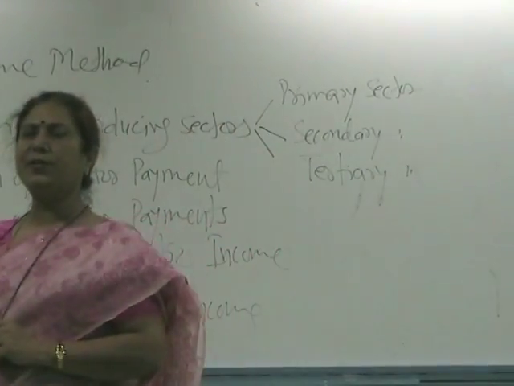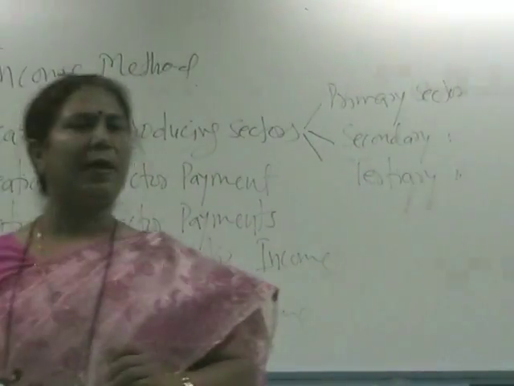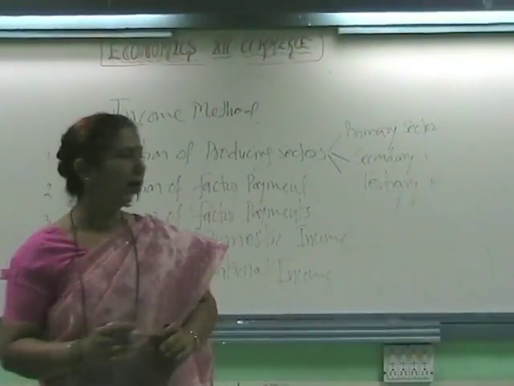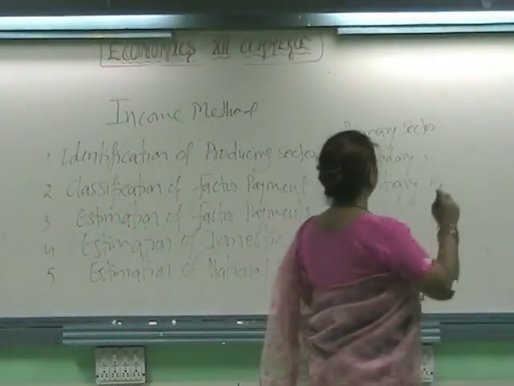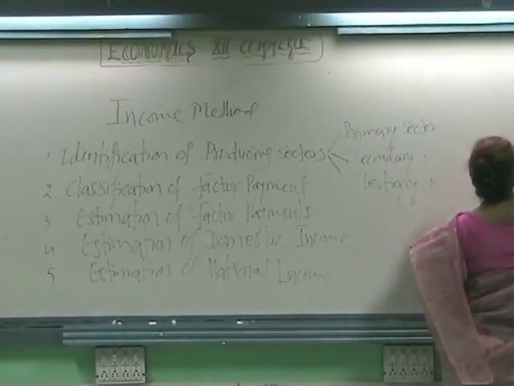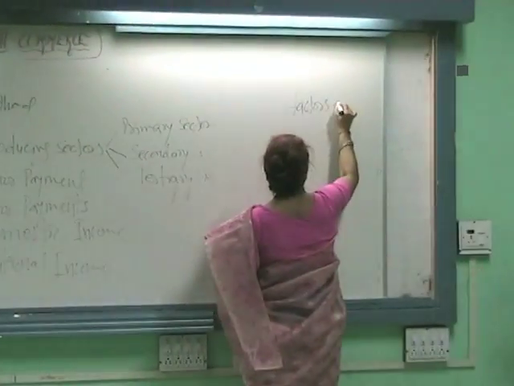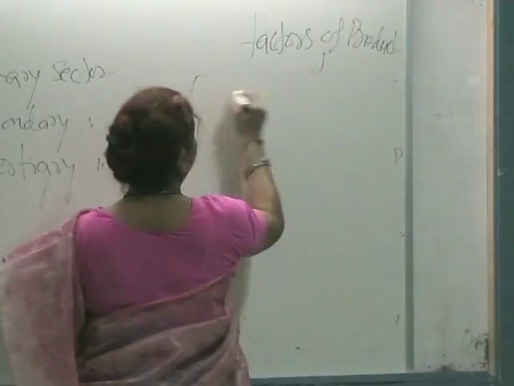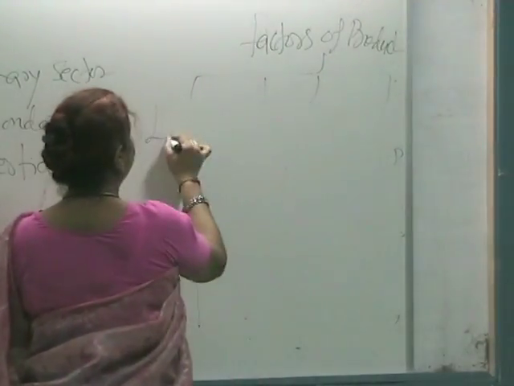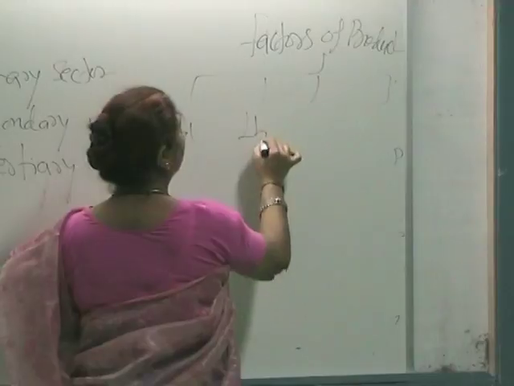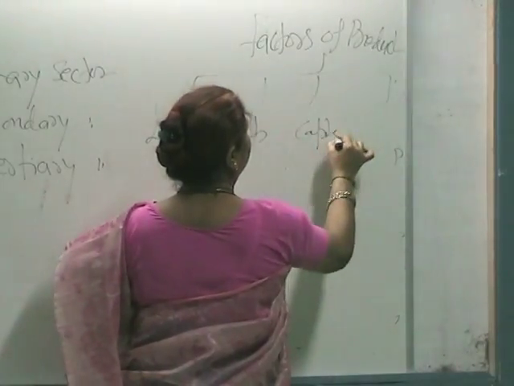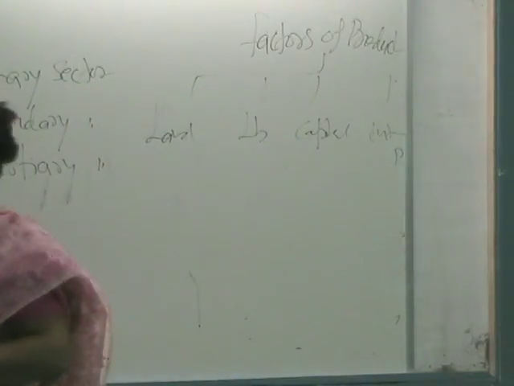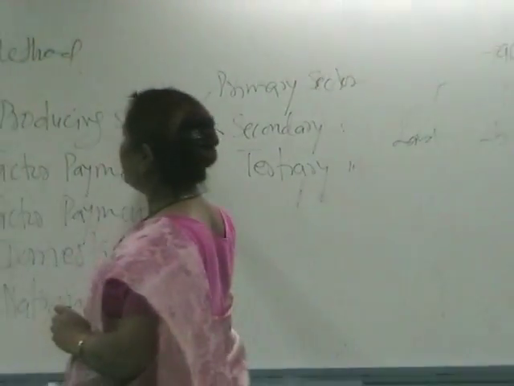These are 3 producing sectors which employ or hire factors of production. I told you, what are the factors of production? Factors of production we have learned: land, labor, capital and entrepreneurship. Right? So this is the identification of producing sectors.